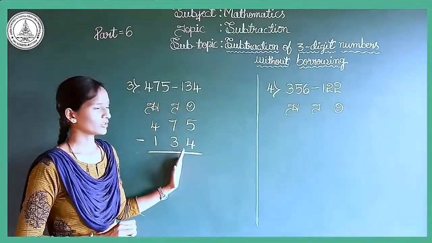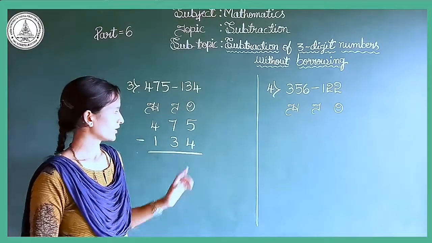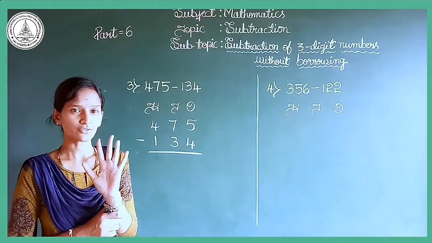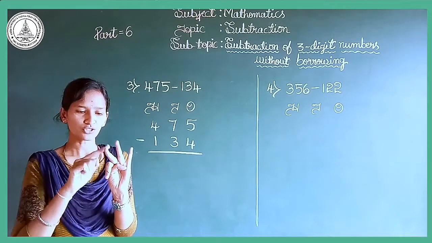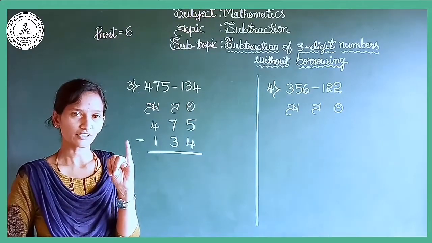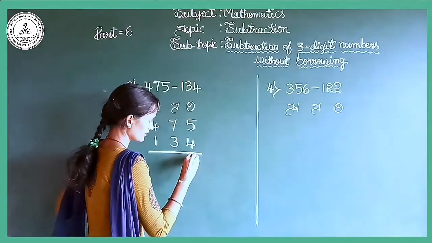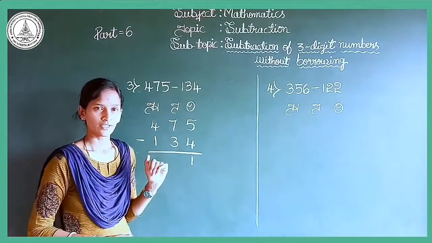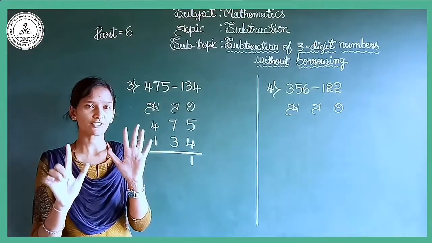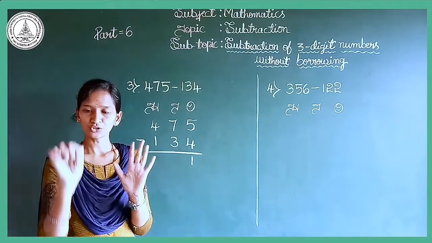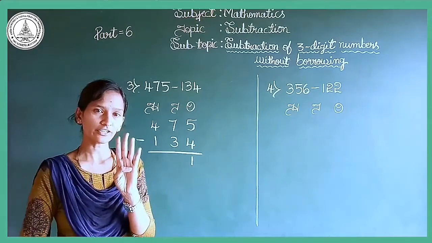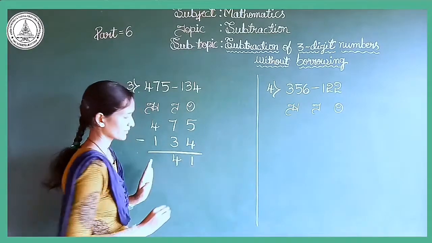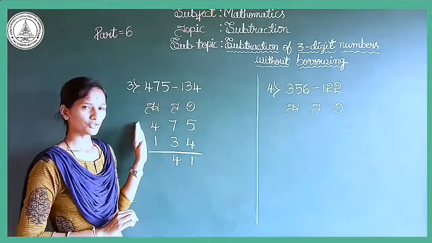So first you have to solve the problems in the ones column, that is 5 minus 4. So here is a 5. In that you have to subtract 4. 1, 2, 3, 4. How many fingers are left here? 1. So write down here 1. So come to the tens. 7 minus 3. So here are 7 fingers. In that you have to subtract 3. 1, 2, 3. How many fingers are left here? 1, 2, 3, 4. Write down here 4.